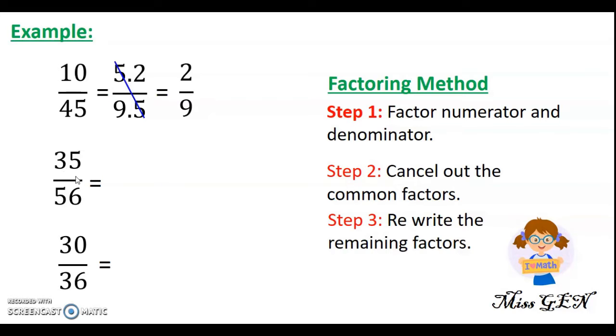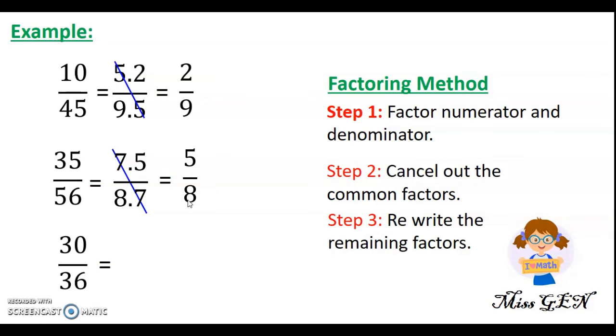Example number 2, 35 over 56. Step 1, factor numerator and denominator. So the factors of 35 are 7 and 5. And for our 56 they are 8 and 7. So step 2, cancel out common factors. So our common factor here is 7. So we will cancel out 7, and step number 3 is rewrite the remaining factors. So the remaining factors of 35 is 5 and for 56 is 8. So this will be our final answer.